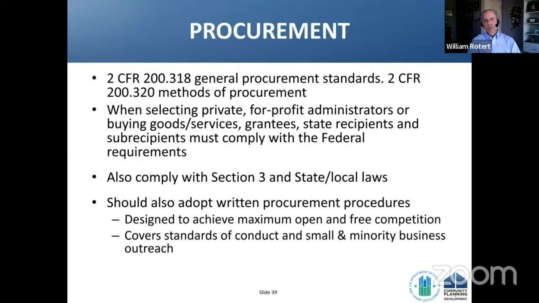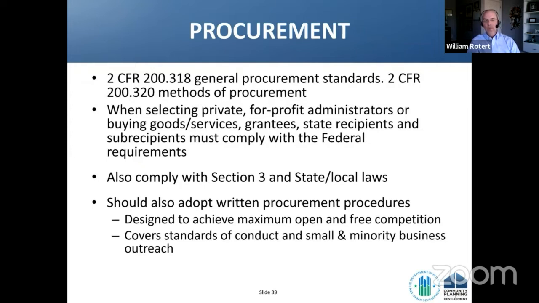Grantees, state recipients, and subrecipients must comply with these federal requirements. And I don't know that we mentioned it enough earlier, but these terms oftentimes get confused. When we use the term subrecipient, we're talking about that entity, typically a nonprofit group, for example, or maybe even another government agency that you contract with to actually carry out some aspect of your program on your behalf. Those entities are subject to all the same requirements as the federal grant recipient is. So that term subrecipient has a very specific meaning in the HUD world, and particularly in the CDBG world.